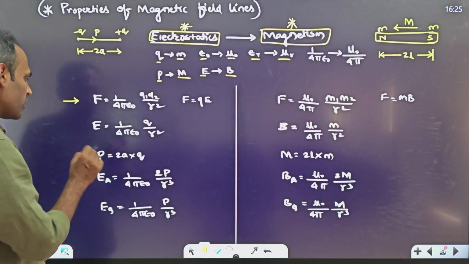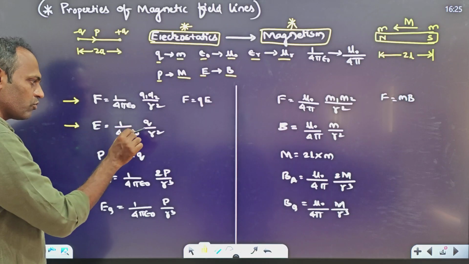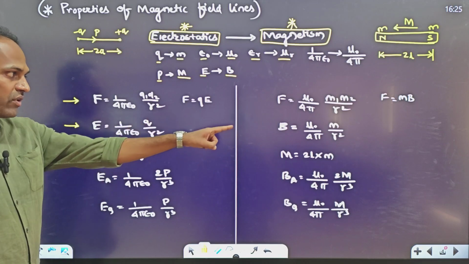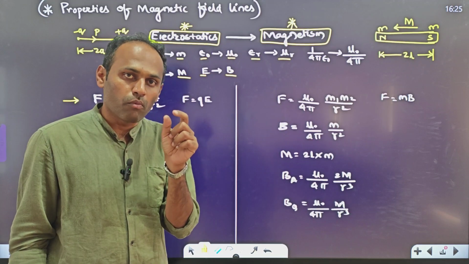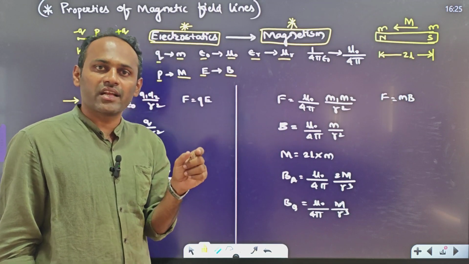Next, electric field due to a point charge, 1 by 4 pi epsilon naught Q divided by R square, and that will be the magnetic field due to a pole strength, the magnetic field due to a single pole, a monopole. Actually monopoles do not exist in nature.